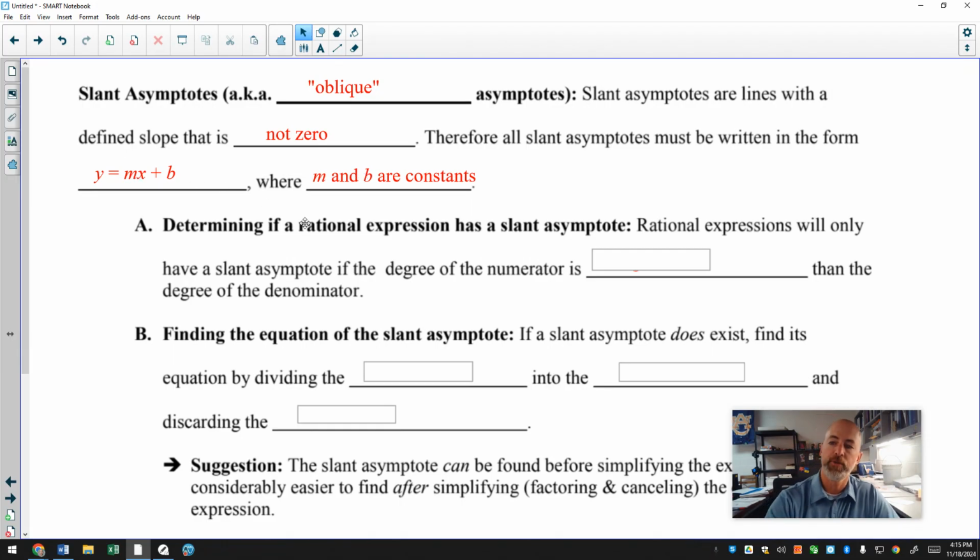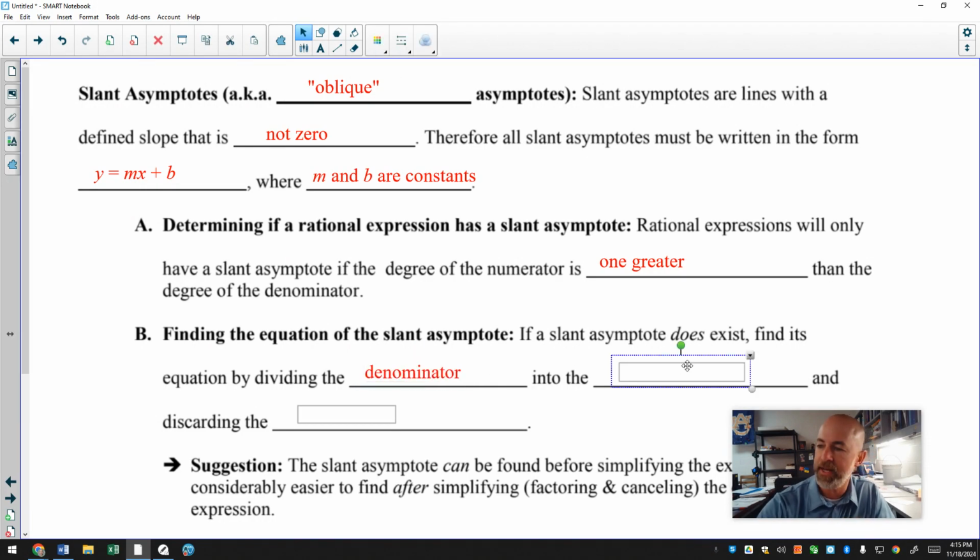So first, to determine if a rational expression has a slant asymptote at all, you will only have a slant asymptote if your top degree is exactly 1 greater than the bottom degree. So specifically 1 more. Any other difference, then it's no longer a linear asymptote. So make sure the top degree is exactly 1 degree larger than the bottom. And if that is true, then you do have a slant asymptote.